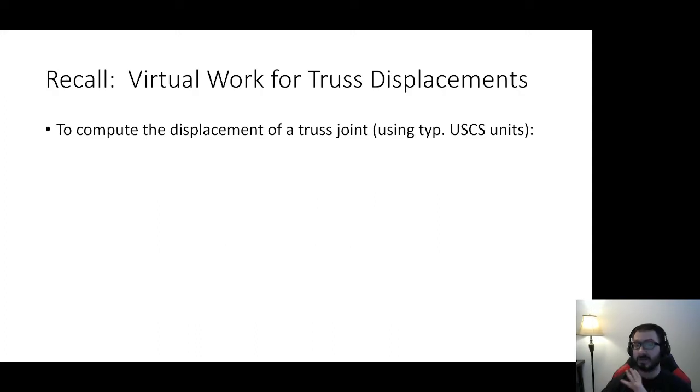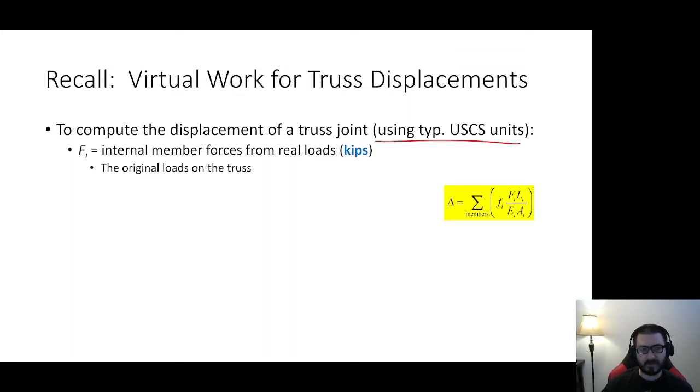Okay, so the first thing I want to do is set the stage, and talk about virtual work for truss displacements. So if we have a truss, remember to compute the displacement of a truss, and I want to make sure that I'm indicating that we are using typical USCS units, the formula that we use is this formula right here. We sum up the little f, big FL over EA for all of our members. And so we're basically summing up that internal energy.